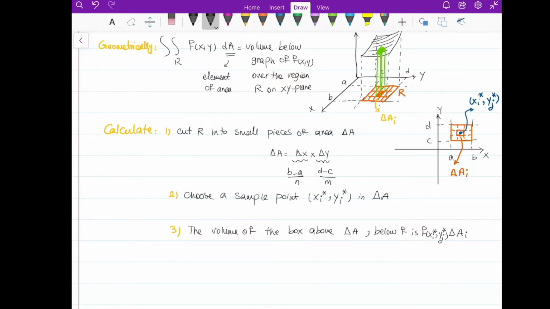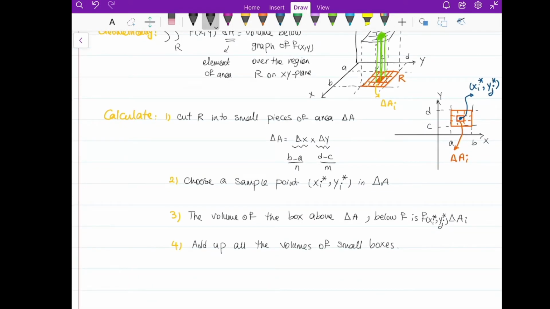And then step 4. Since i and j are different, it's better to have delta A_ij in that case. Then we're going to add up all the volumes of small boxes. This is the area of the base, and this is the height for each of the boxes.